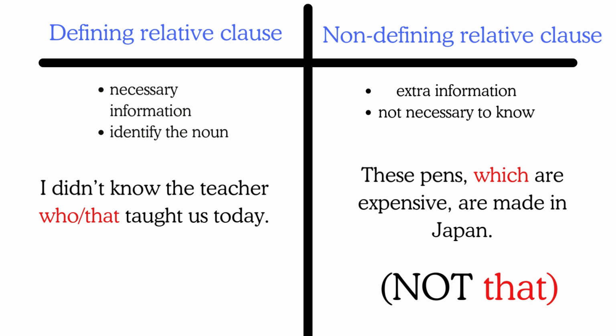Another example of a defining relative clause is: I didn't know the teacher who taught us today. And for a non-defining relative clause: these pens, which are expensive, are made in Japan. And remember, we cannot use that for non-defining relative clauses.